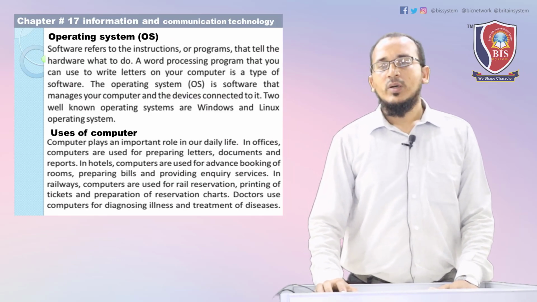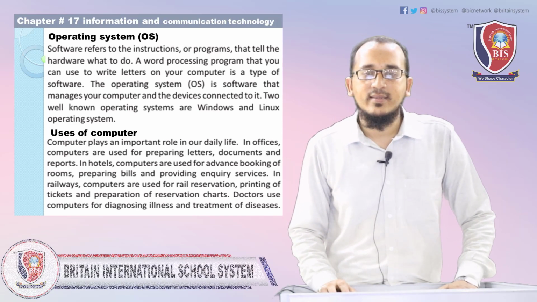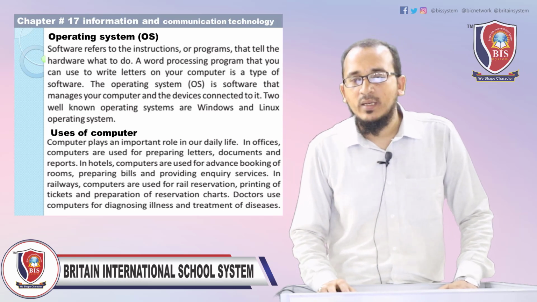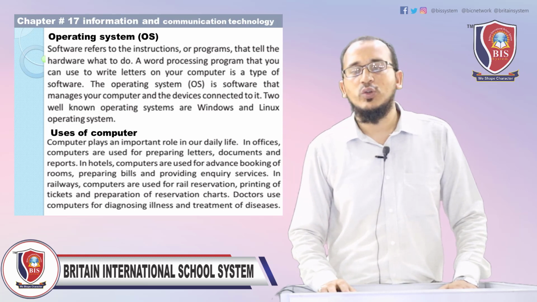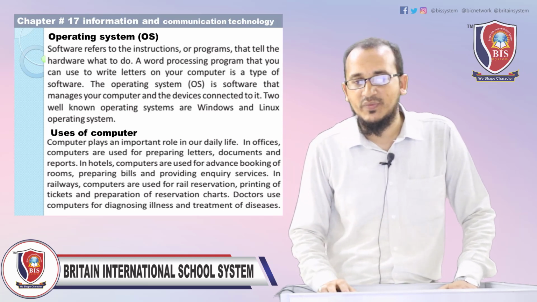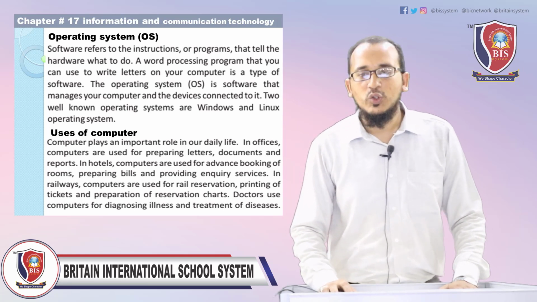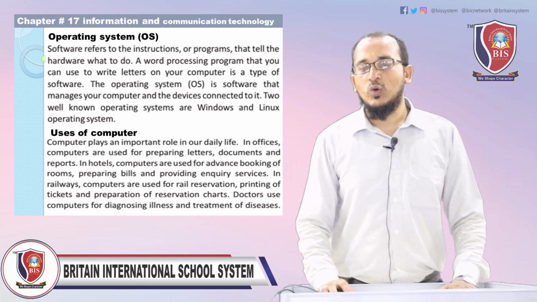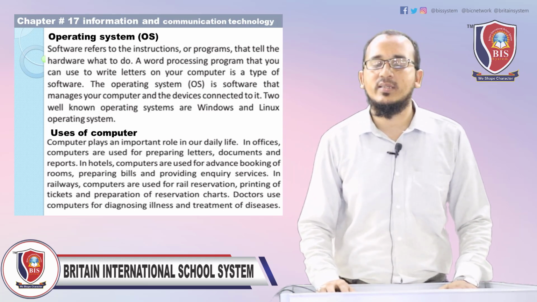Operating system. Software refers to the instructions or programs that tell the hardware what to do. A word processing program that you can use to write letters on your computer is a type of software. The operating system is software that manages your computer and the devices connected to it. Two well-known operating systems are Windows and Linux.